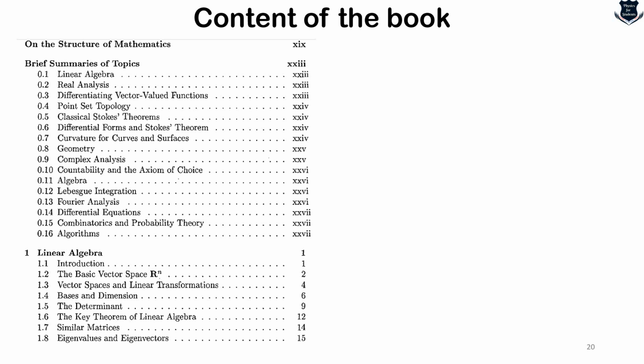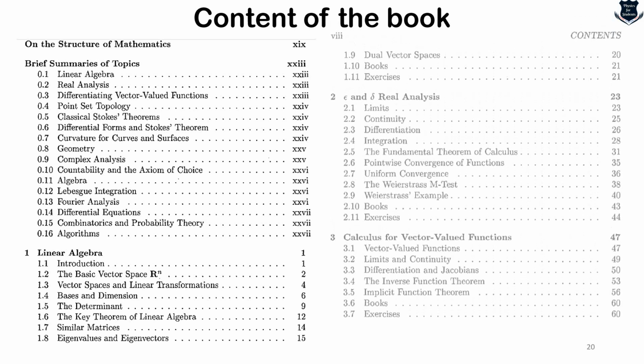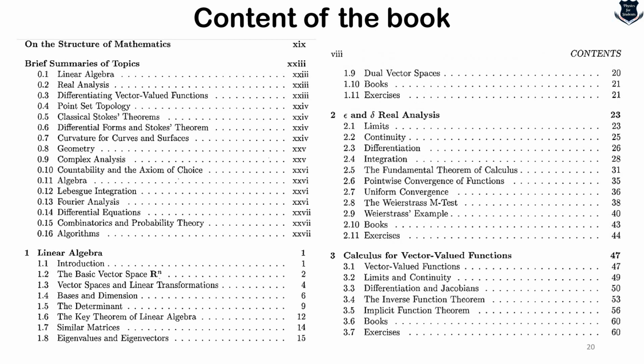Linear algebra starts with the basis of vector space, basis and dimension, determinant, etc. Then it goes to real analysis, which starts with continuity, differentiation, integration, the Weierstrass M-test, and you can see that each and every chapter has an exercise and books. That means it gives a complete idea that you should go and either read these books or some other. Then comes the calculus for vector valued functions, the inverse, the Jacobian implicit function theorem.